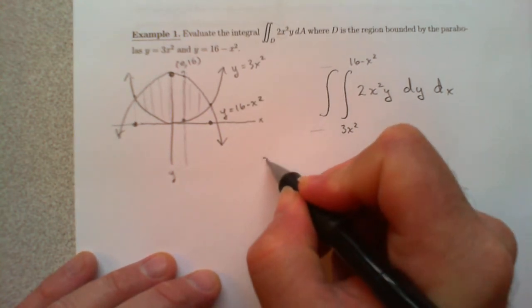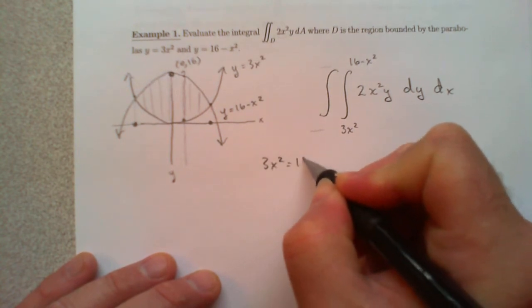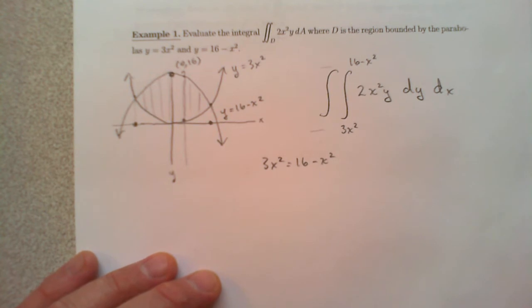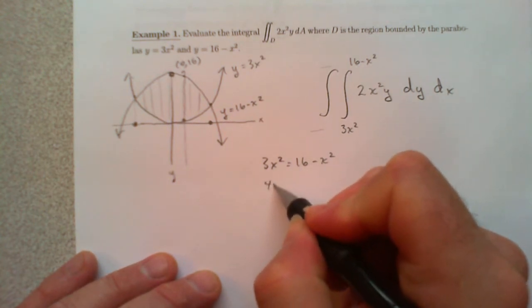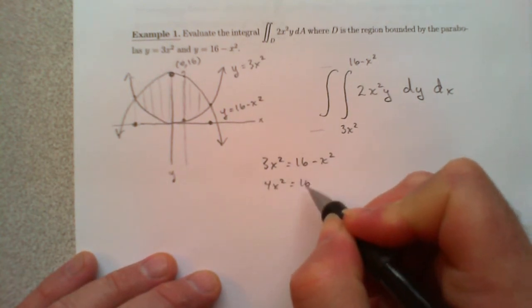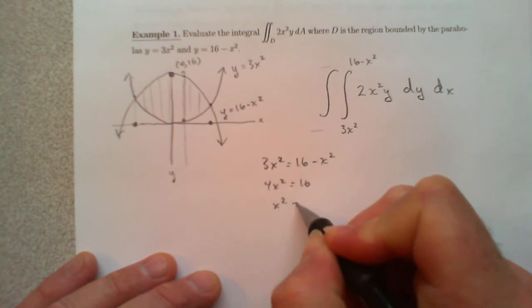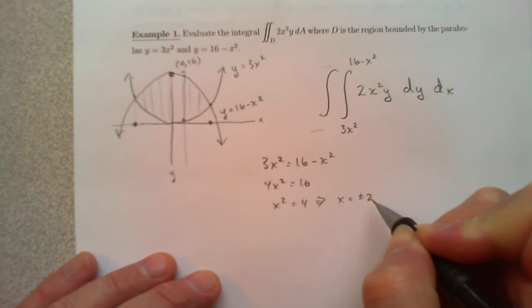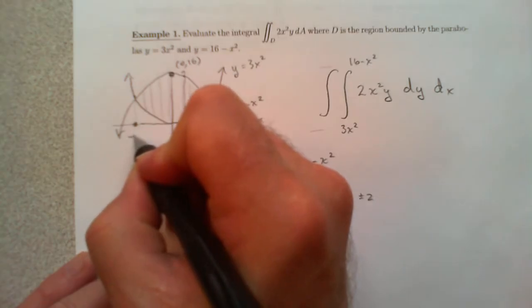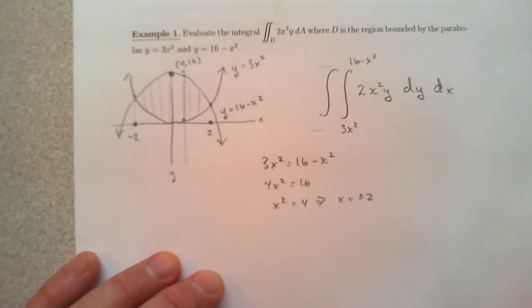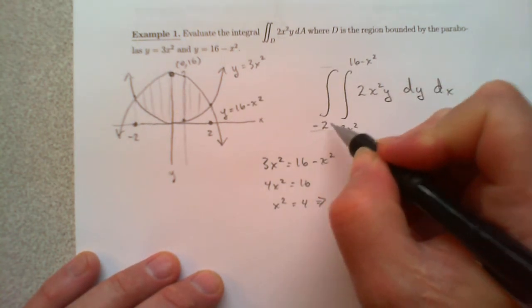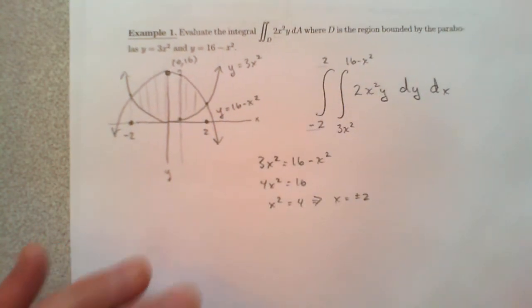So what I mean is set 3x squared equal to 16 minus x squared. From there, we end up with 4x squared equals 16. Dividing by 4, x squared is 4. So x has to be plus and minus 2. This point on the ground was minus 2, that one was 2. So then I need to do this integration from minus 2 to 2. Now that's our double integral at hand.